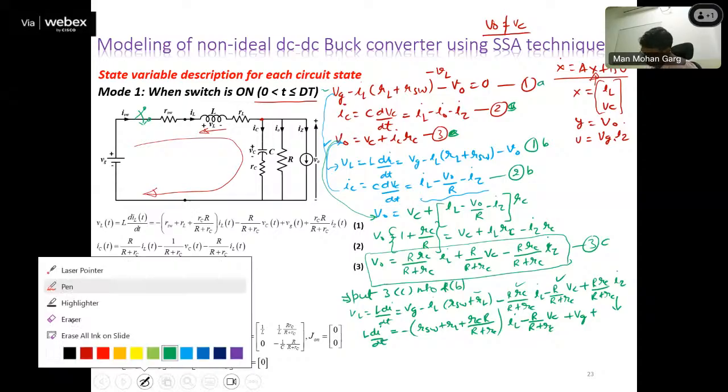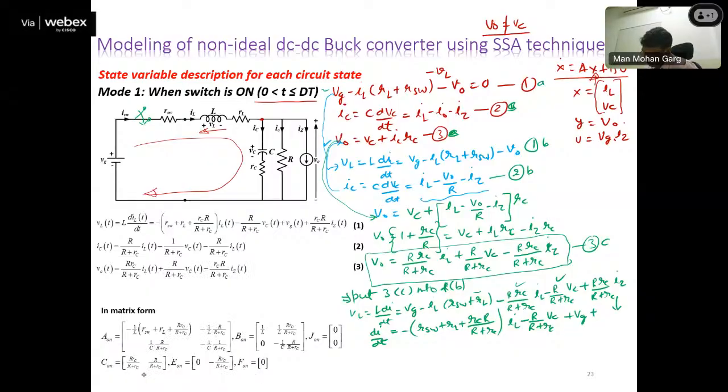We need to remove L from here, and we divide it. Right? We divide everywhere with L. So here also 1 upon L, here also 1 upon L, and this term 1 upon L. So this is di by dt.